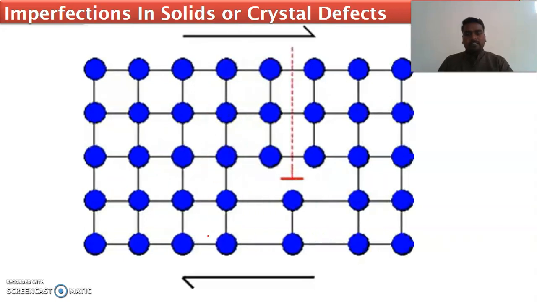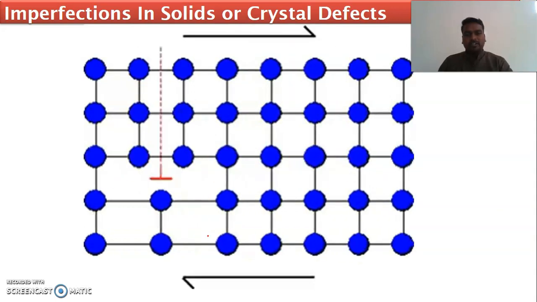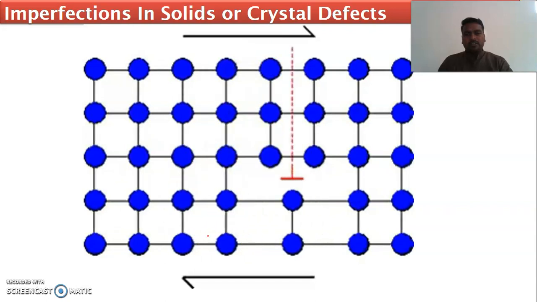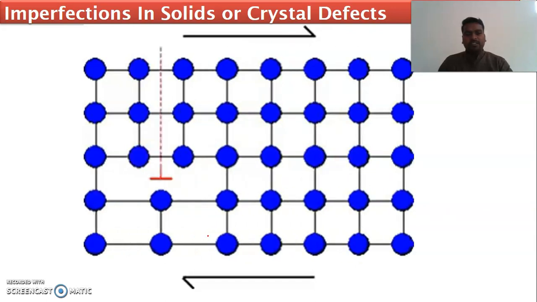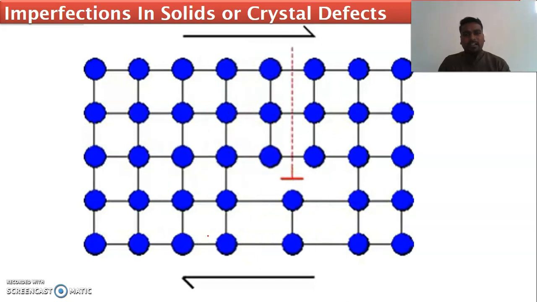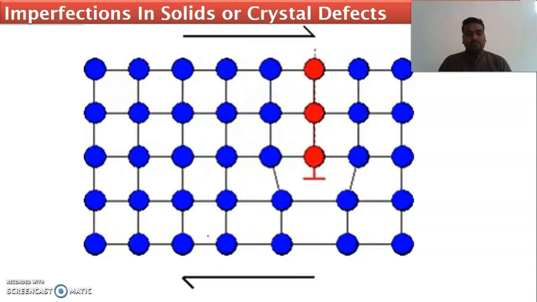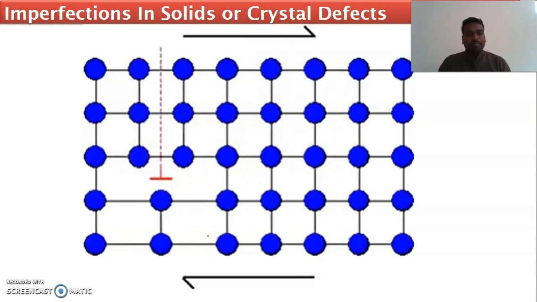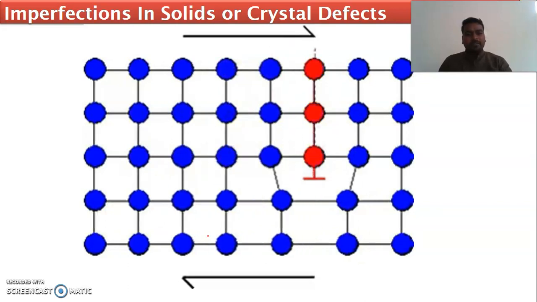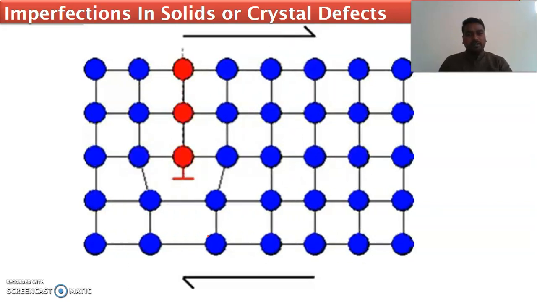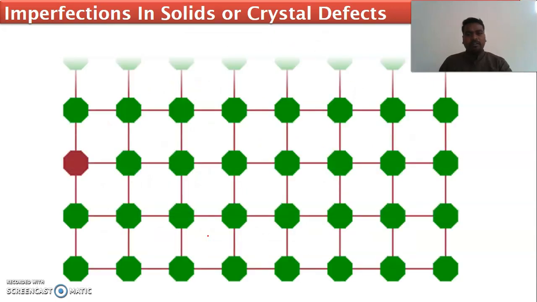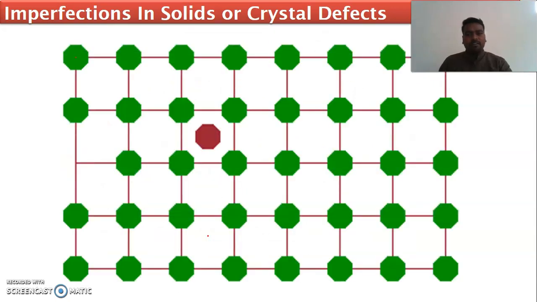And this is another crystal lattice in which, please observe the shifting of the red color atoms. Line by line, there is a shifting, the position is changing due to some external force. And you observe here, one red color atom is changing its position.